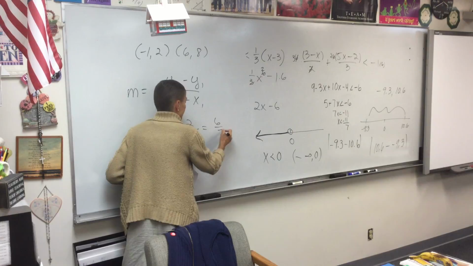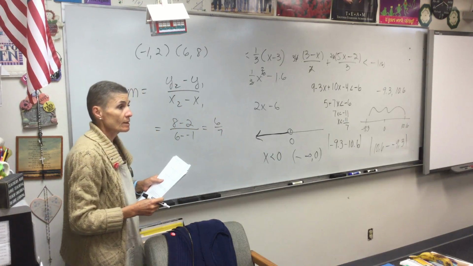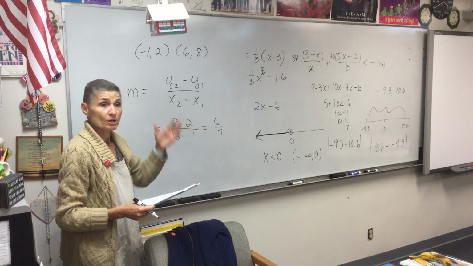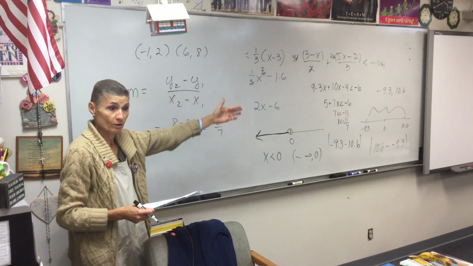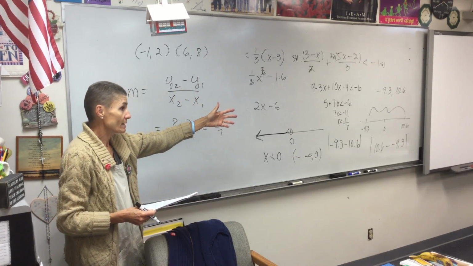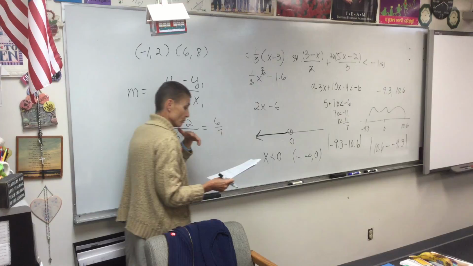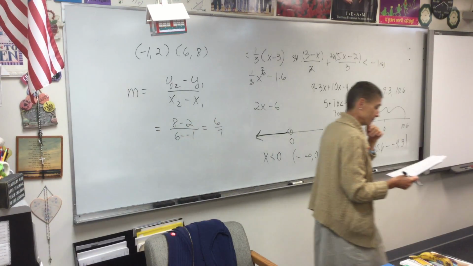My answer is 6 sevenths. Is that what you got? That means if you were graphing this, you would count up 6 and over 7. That's what slope means. All right, do the second one. What's the slope of the second line?